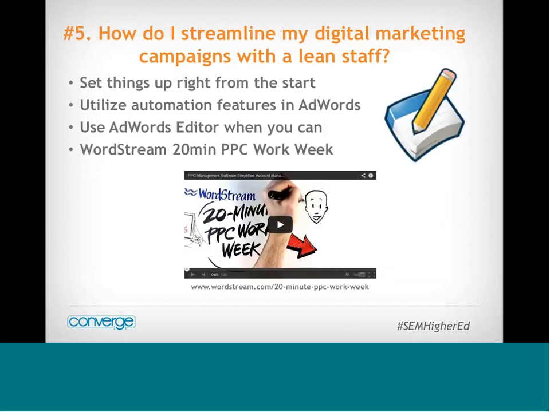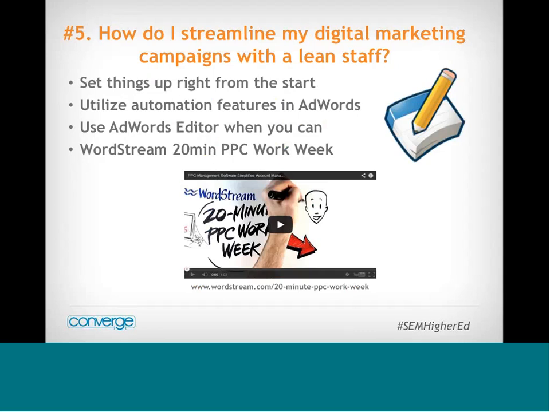How do I streamline my digital marketing campaign with a lean staff? This is also a question we get a lot. One thing is you want to set things up right from the start. Have someone that is experienced and is Google AdWords certified create a great campaign strategy and build a program accordingly. Making smaller optimization changes down the road is much easier than making huge changes or having to start from scratch.